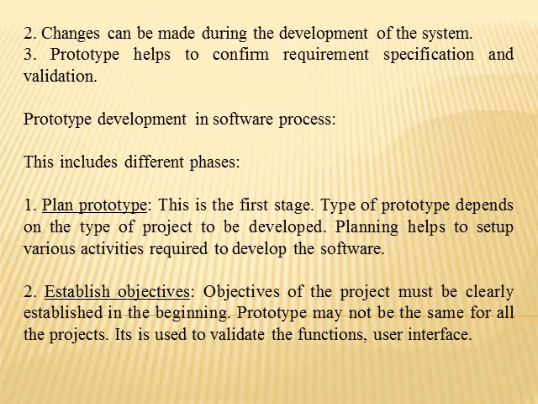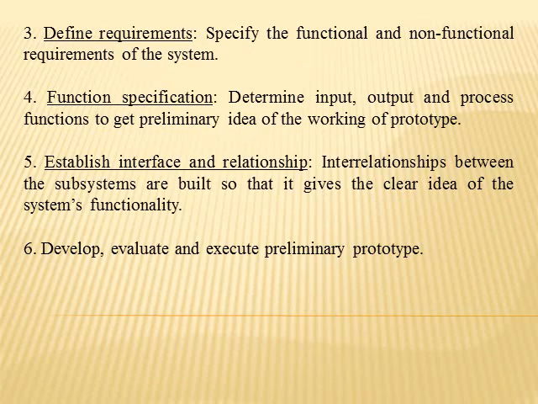To make a prototype, first we have to plan the prototype: how we are going to do it and what activities we are going to do. All these things have to be discussed in the prototype plan. After that we have to establish the objectives. From the beginning, we have to be clear what functions and what user interface we are going to use, which are the functional and non-functional requirements, which are the inputs and outputs, what the functions and processes are, and what the relationships are. All these things have to be clear before starting a prototype.